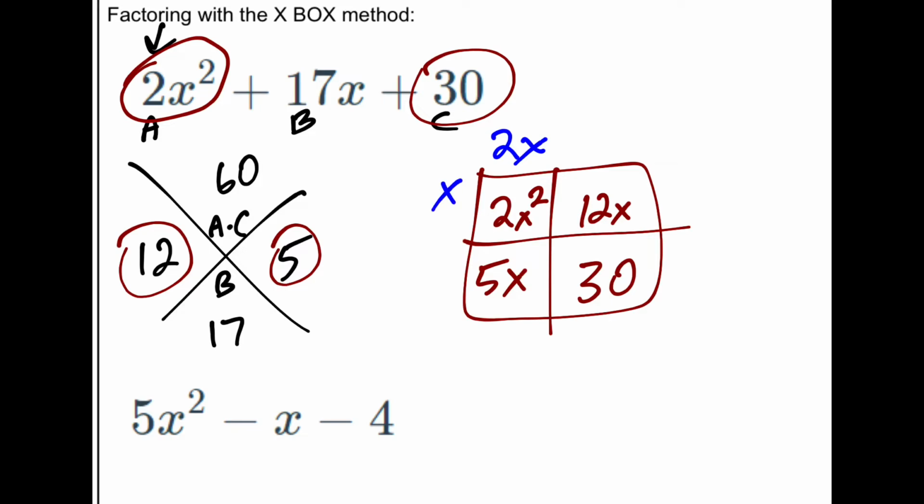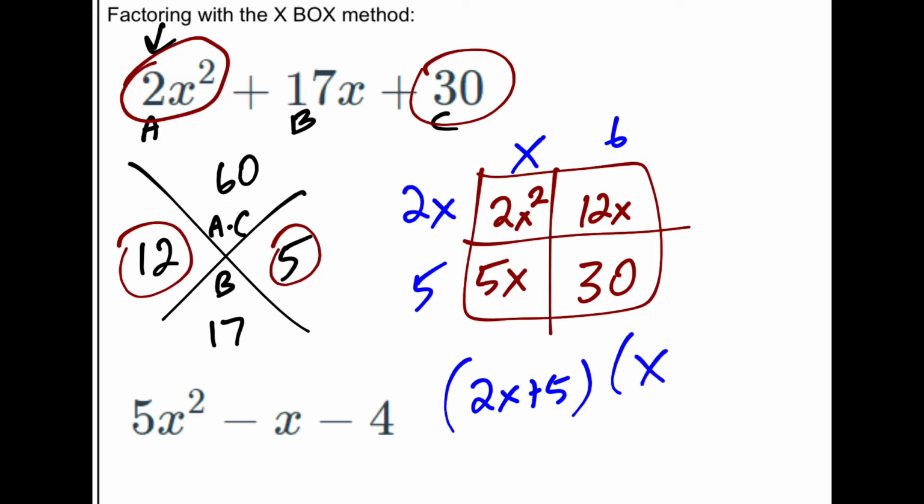If you take a look at this one, 2x, does that multiply evenly into 5? Let's not put it there. We'll have to deal with fractions. Let's put a 2x here and an x there because 2 goes evenly into 12 and 1 goes evenly into 5. And I can go from there. This is going to be a 5, this is going to be a 6. My final answer is 2x plus 5 times x plus 6.